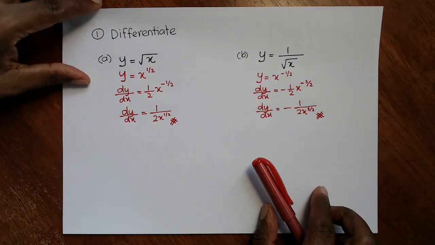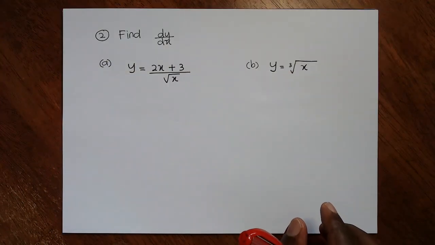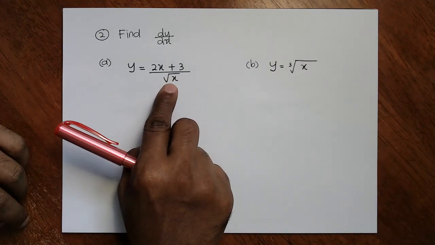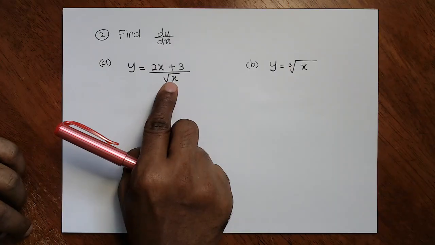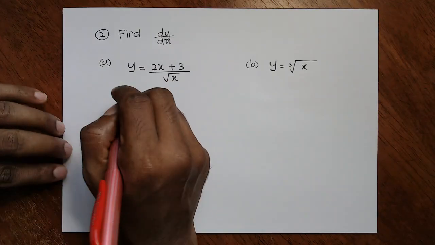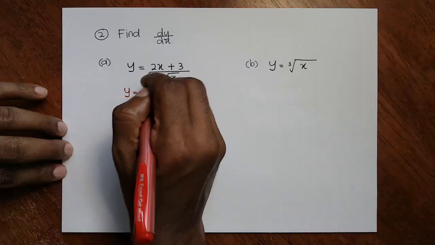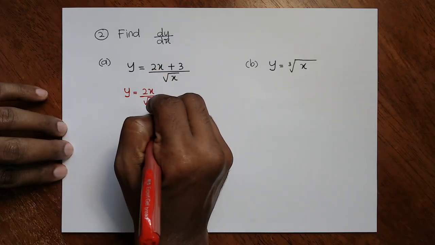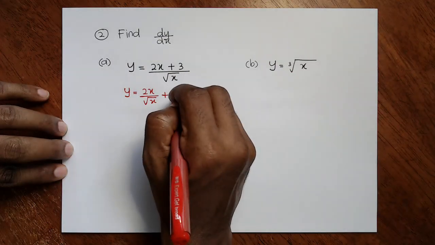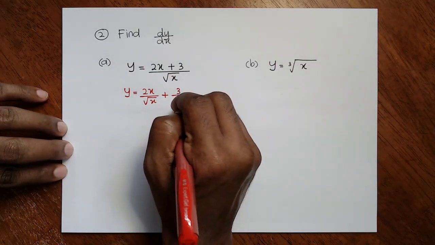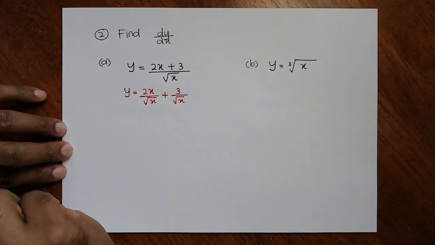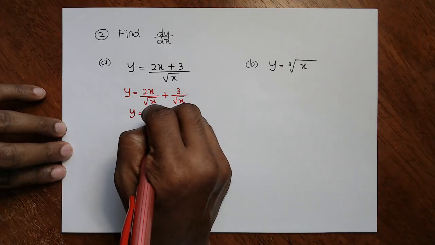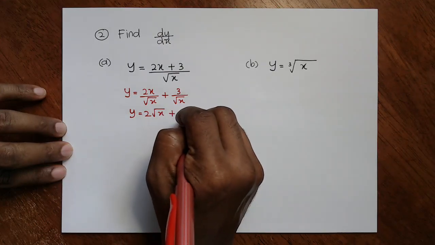Number 2. What if we have something like this? Interesting. So we learned about this in the previous video. We have to break up the bottom. So it becomes y equals 2x over square root of x plus 3 over square root of x. x and square root of x you can simplify. So you get y equals 2 square root of x plus 3 over square root of x.